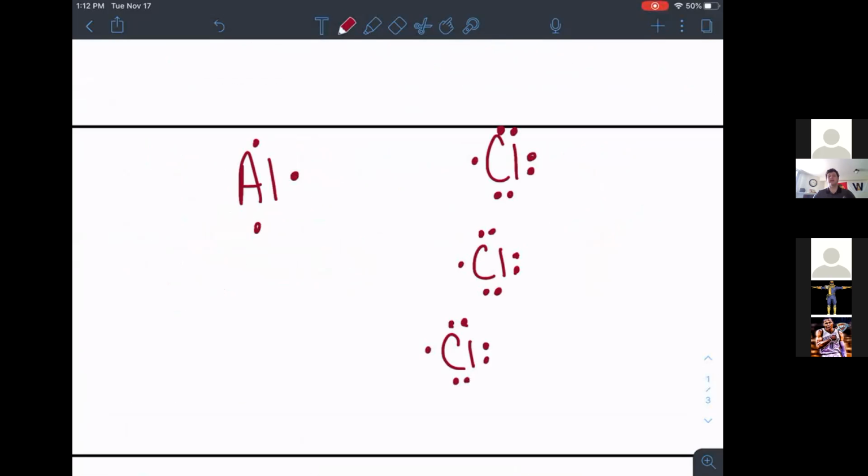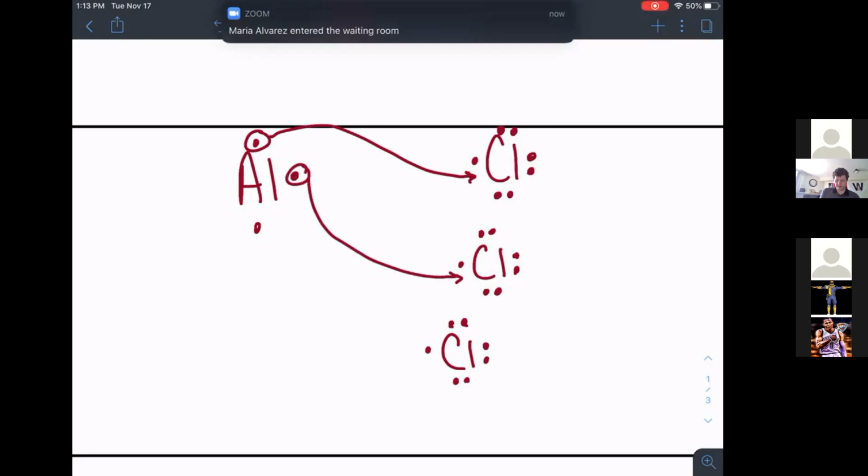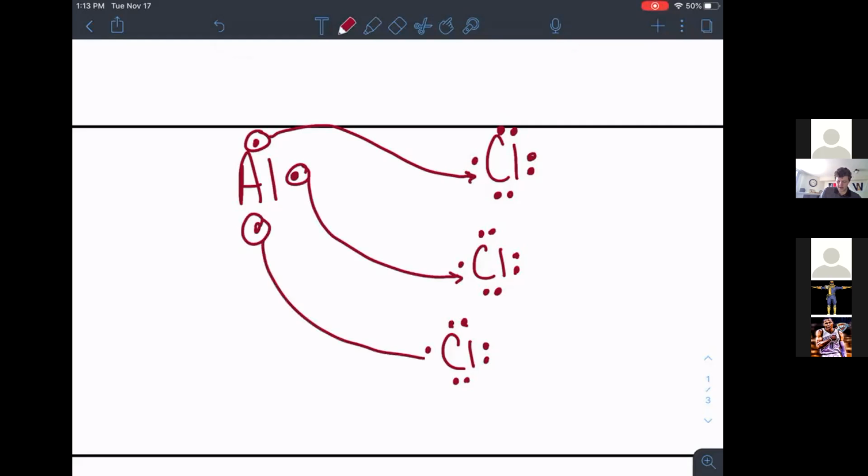So how many valence electrons does chlorine want to have? 8. It wants 8. So how many does it need to gain in order to have 8? 1. It just needs to gain 1. So aluminum is going to give 1 valence electron to chlorine. And then it'll give a second valence electron to that second chlorine, and a third valence electron to the last chlorine. That way each chlorine has 8 valence electrons, and we've gotten rid of all the valence electrons on aluminum.